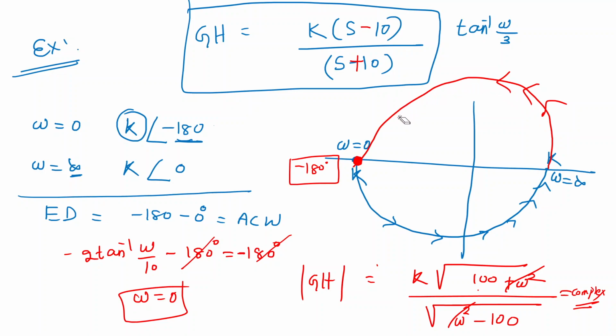Understand, this direction will now be clockwise. Everything remains the same, only the direction will be clockwise. The direction will be changed, right? Now you can see, sir, you are now able to find out the omega value because here it is now omega square minus 100 and the denominator is now positive.